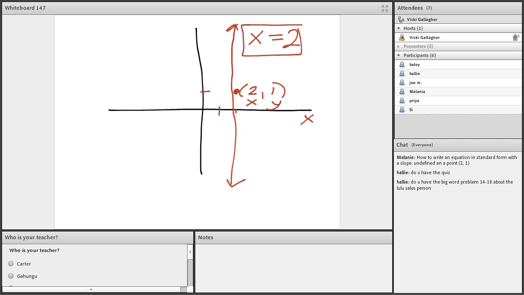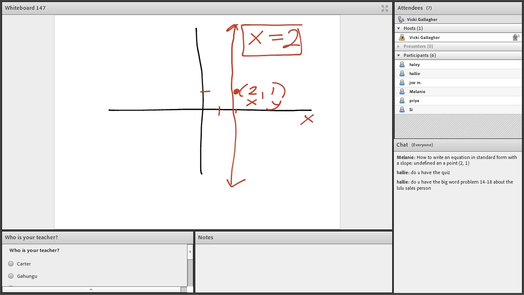So the ones with undefined slope or zero slope, they don't require very much work. I personally like to draw the picture for those types of problems. I would not do it using math, like using arithmetic. I would definitely do it by drawing a picture and then taking a look at the picture.